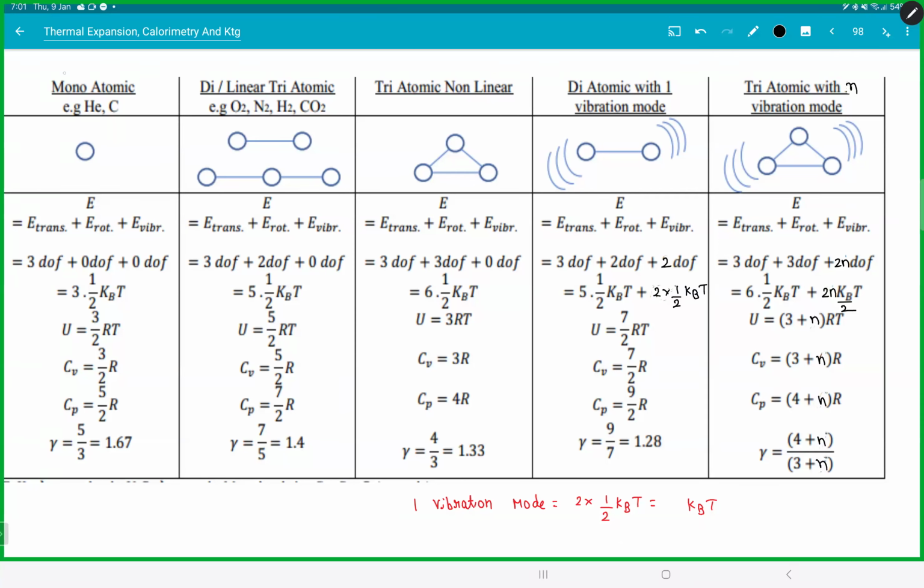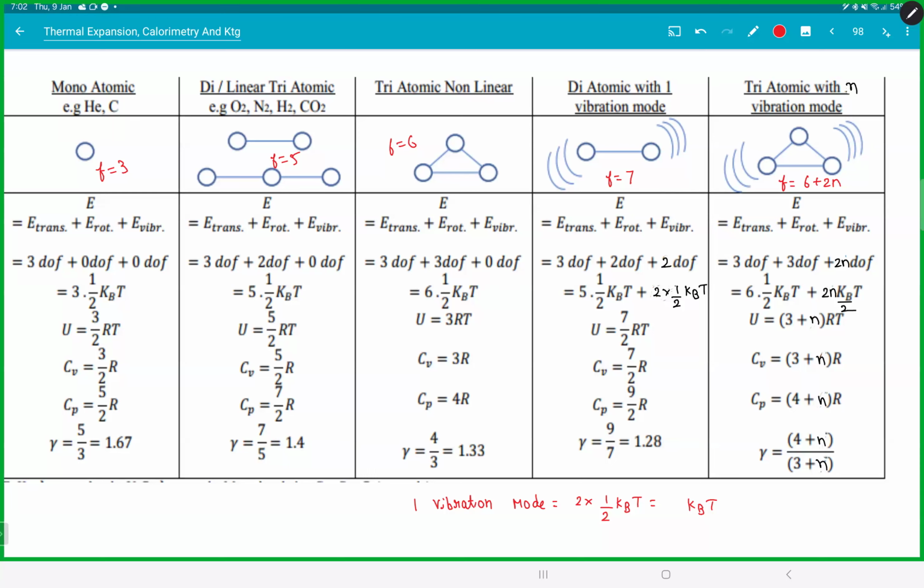You need to mug up this thing. Monatomic is clear. Therefore, see, monatomic F is 3, diatomic F is 5, triatomic non-linear, no vibration F is 6, diatomic with one vibration mode F is 7. There are 2 vibrational degrees and 2 rotation. Triatomic with n vibrational mode F will be 6 plus 2n, where n is the vibrational mode. So if there are 2 modes, then it will be 6 plus 4.